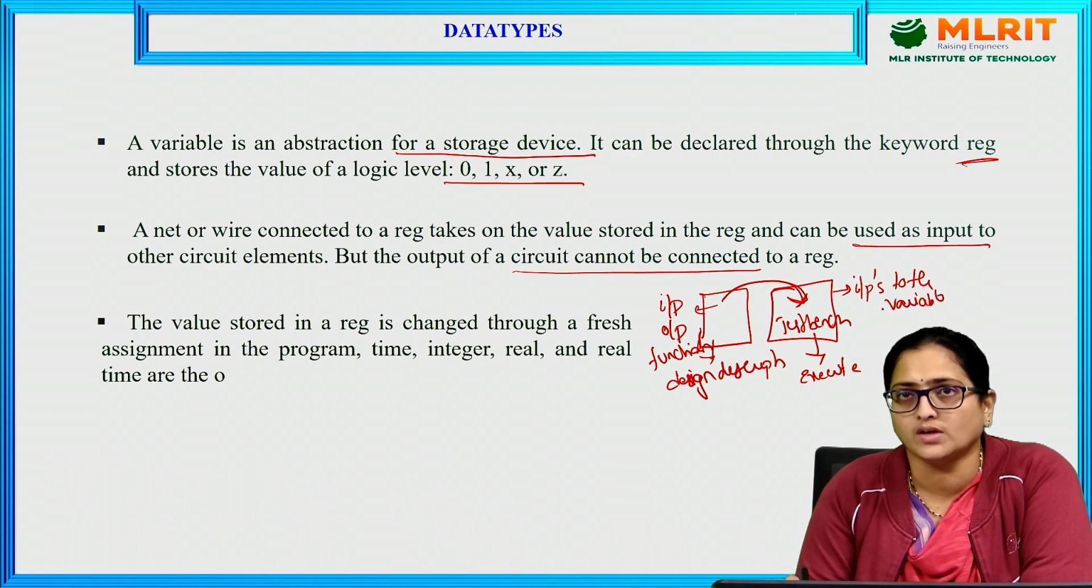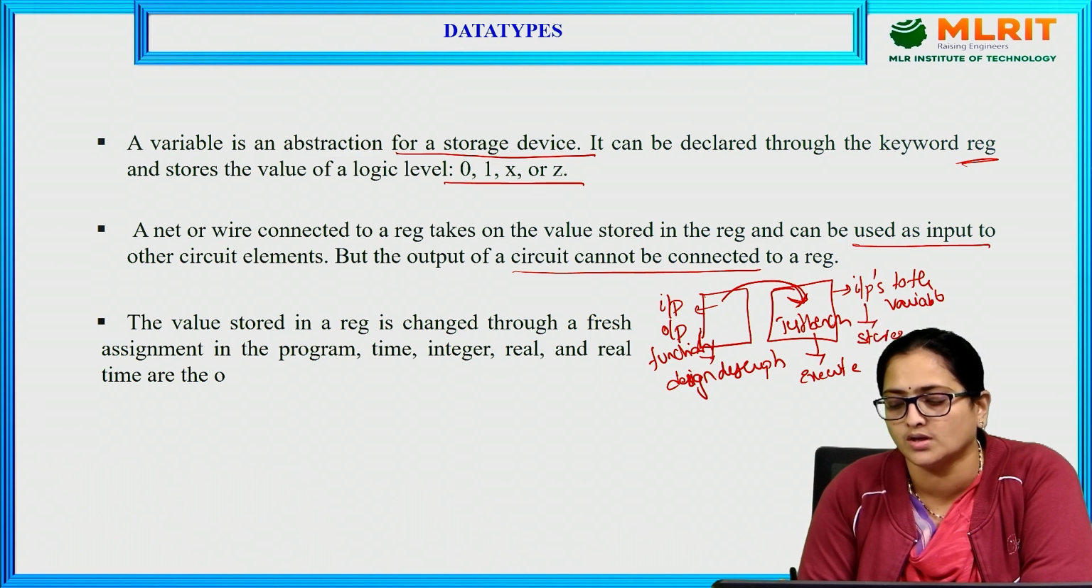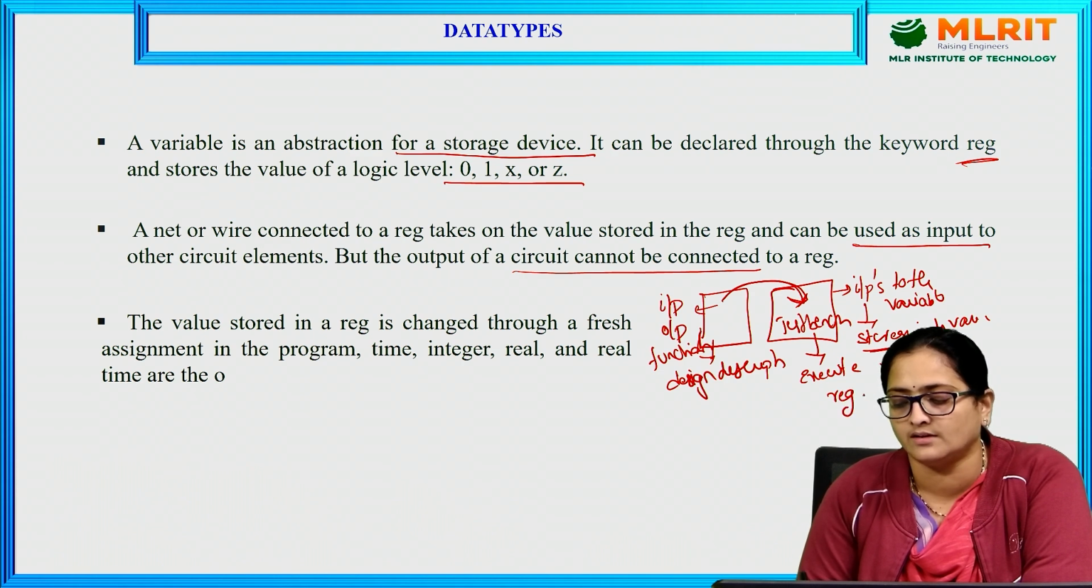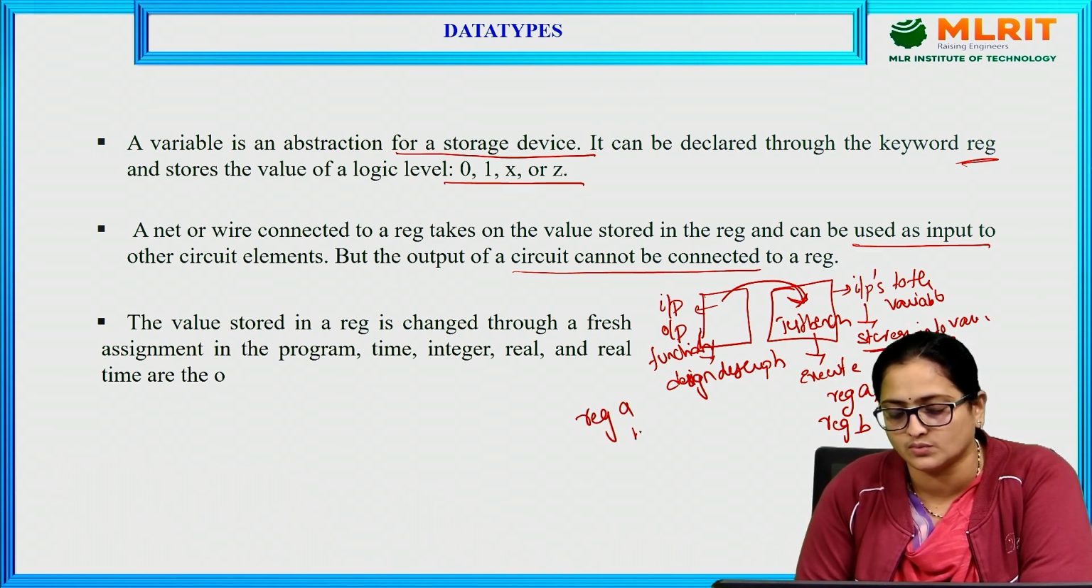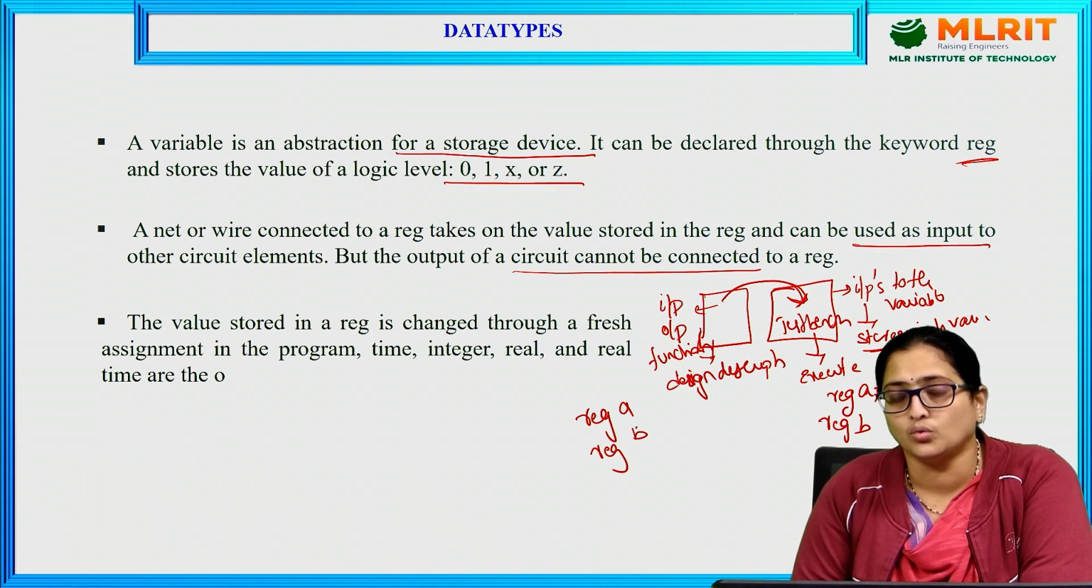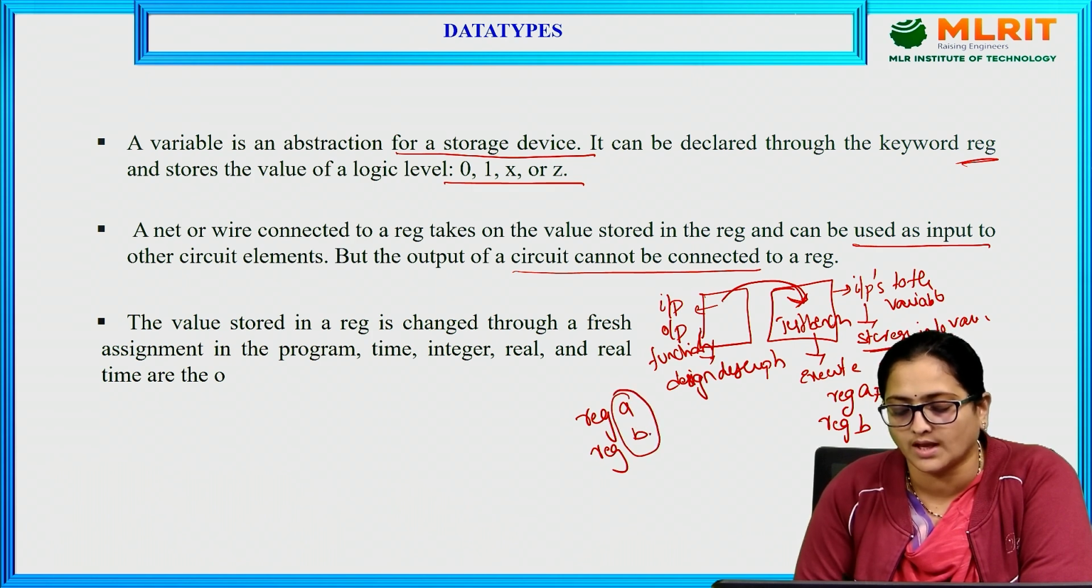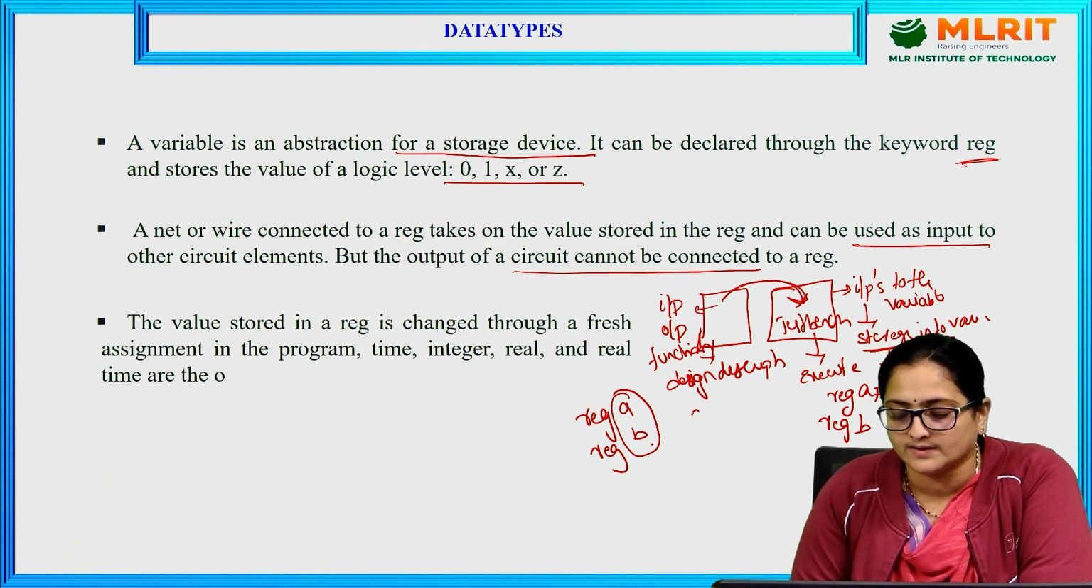If you want to give the inputs to the variables, the input values have to be stored in the variable. And this storage can be done by using this data type, by declaring it as reg A or reg B. If you declare these variables as reg, you can store the values in A and B, or else you can't store the values in A and B. And your output, let us assume that O is an output.